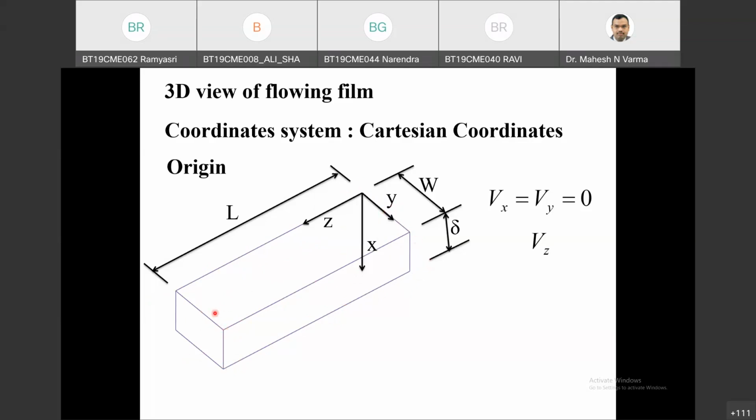So this layer, one layer, you can slice parallel to this z and x. So x varies from 0 to delta, z varies from 0 to L. And these slices, different slices, will they have the same velocity? Yes, sir. I'm telling the same thing, sir.